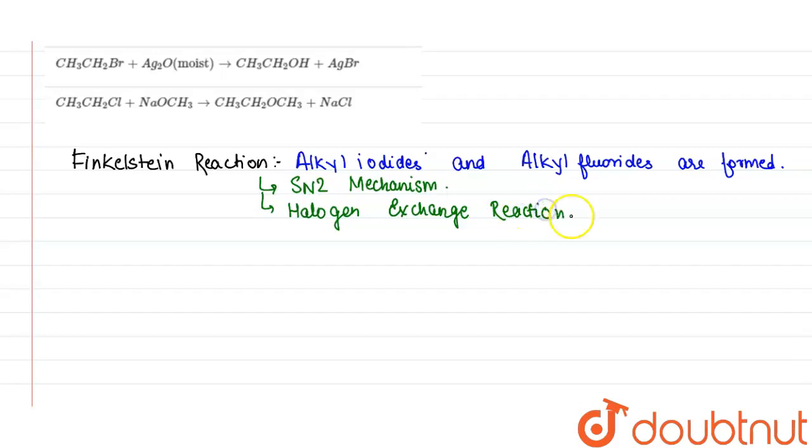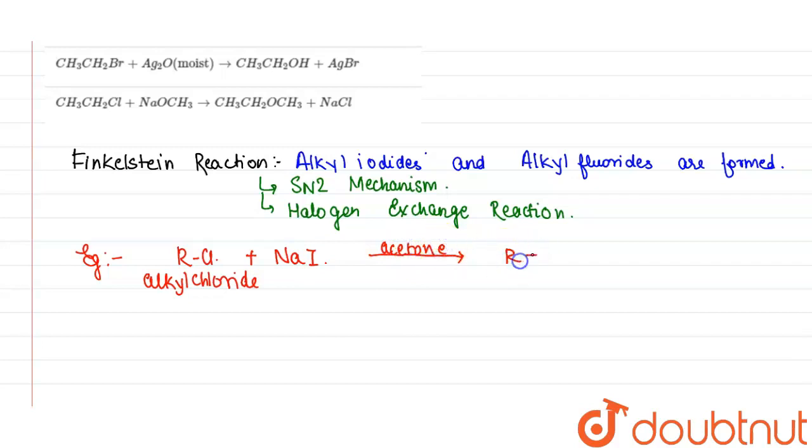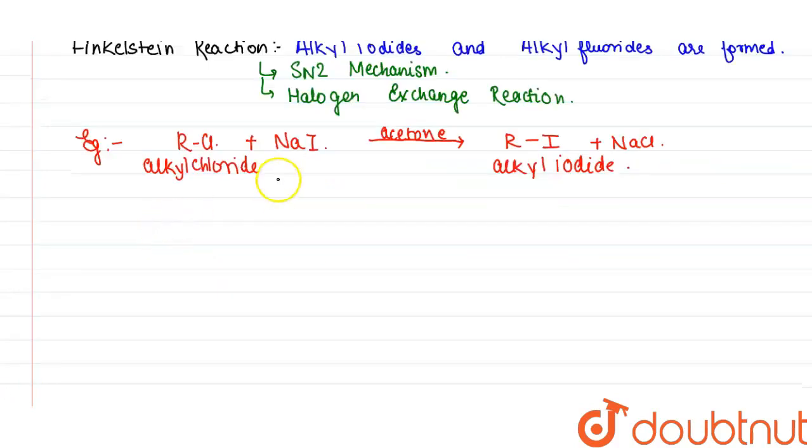An example of this will be RCl, which is alkyl chloride, reacting with sodium iodide in the presence of acetone, and it will give us alkyl iodide along with NaCl. So as I have said, alkyl iodides and alkyl fluorides are formed here.